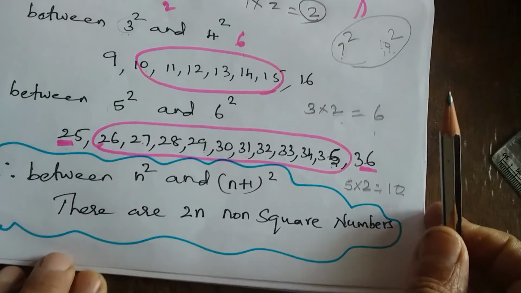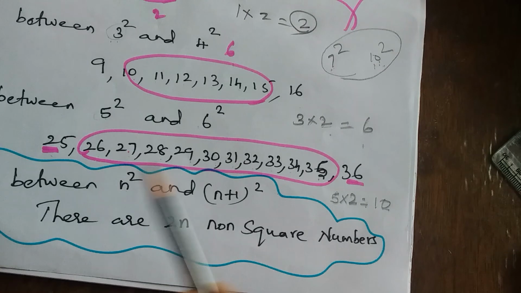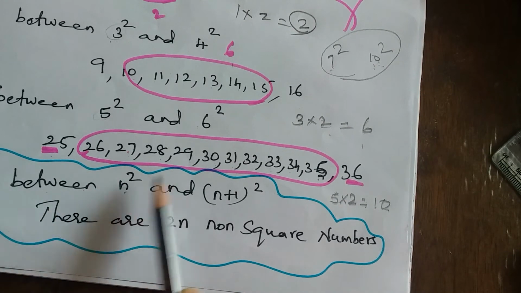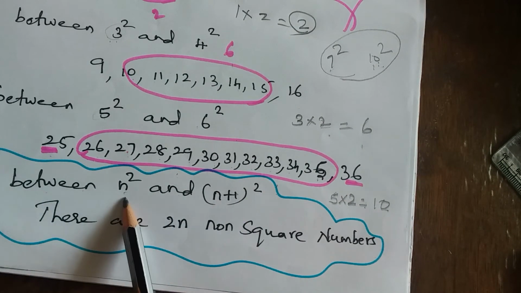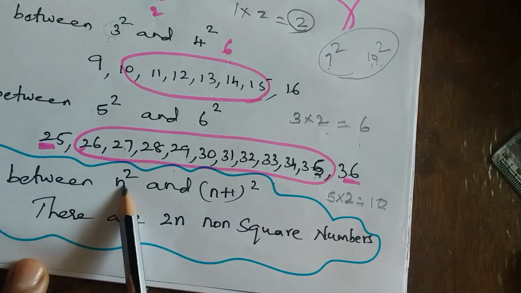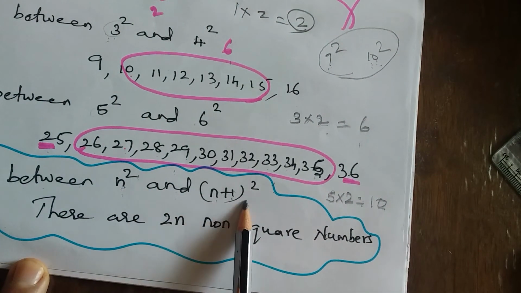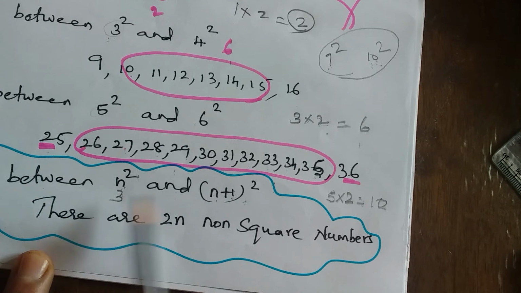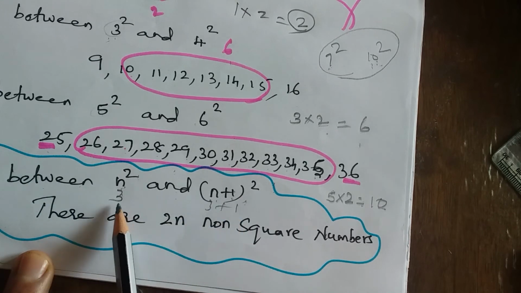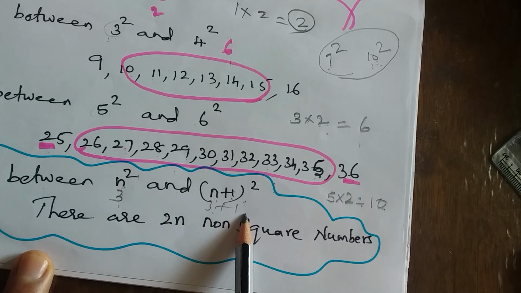So in general, we can derive the rule as between n square and n plus 1 the whole square. n square is the first number. For example, if this is 3, this is 3 plus 1, 4. If this is 4, this is 4 plus 1, 5. If this is 6, this is 6 plus 1, 7. So, between 3 square and 3 plus 1, 4 square.